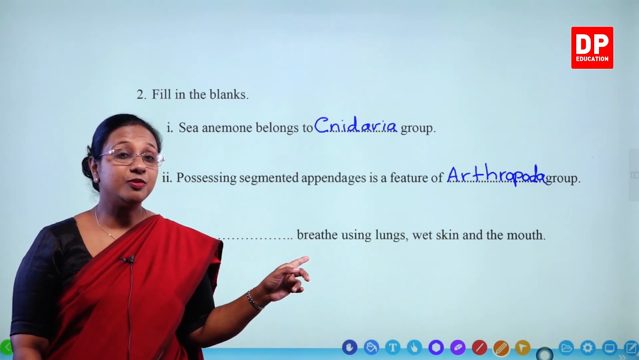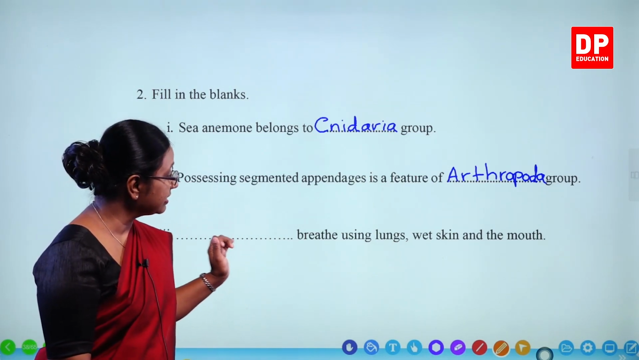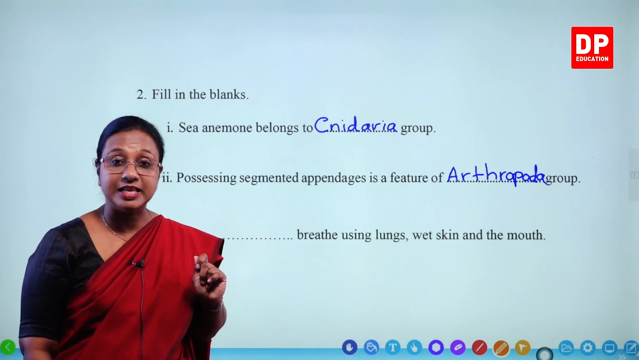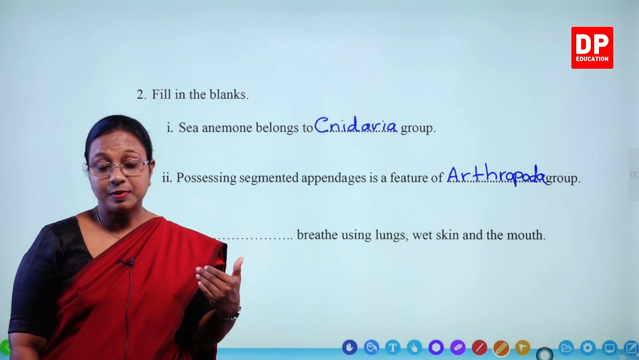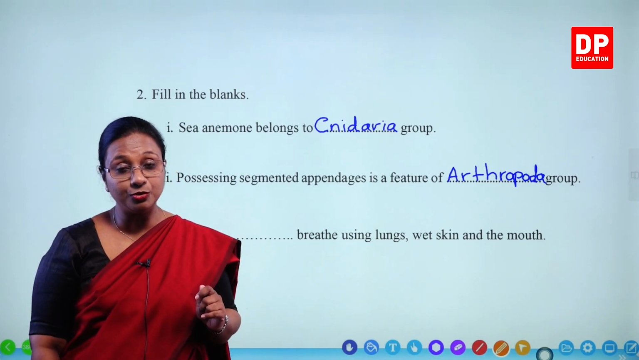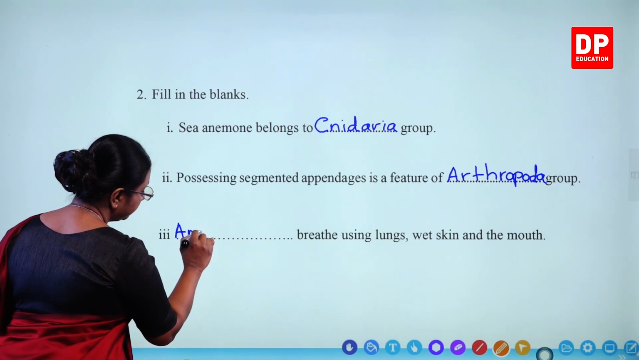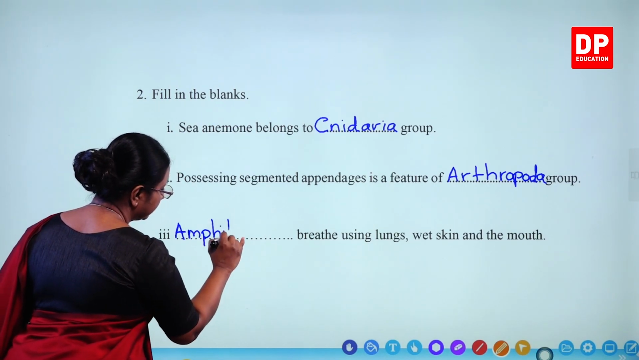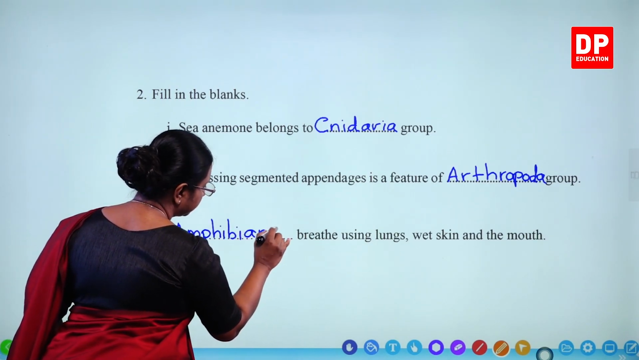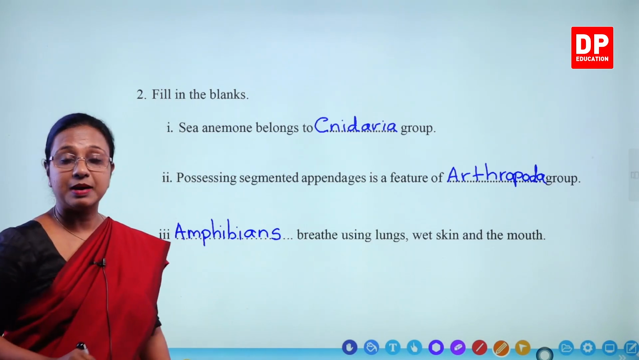Then the third one, blank breathe using lungs, wet skin and the mouth. That is specific only to amphibians. Amphibians have a very thin skin, so they have a moist, thin skin. They can respire through that. They have the lungs as well as they respire through mouth. So amphibians breathe using lungs, wet skin and the mouth.